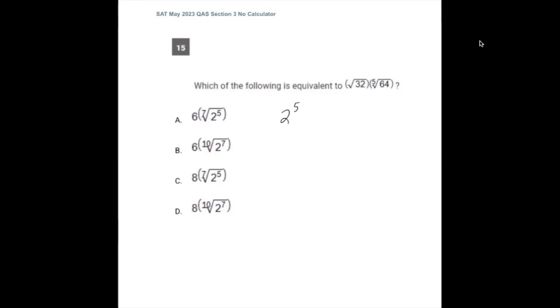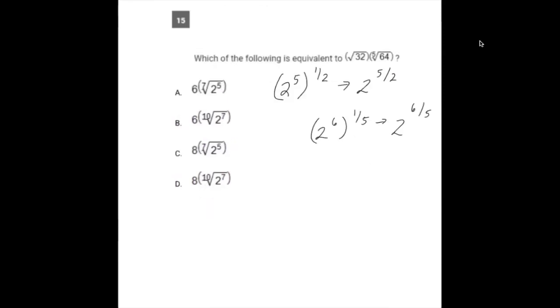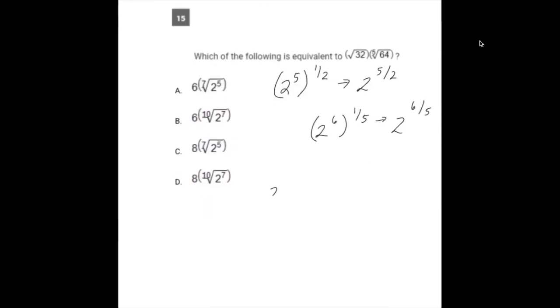And then our rule is that if we take the square root, that's the same as raising this to the 1/2. So that would look like this. Power to a power, you can write this as multiplying those out, which would be 2 to the 5/2. And then for the 5th root of 64, 64 is 2 to the 6th power. And then same process there, it'd be raised to the 1/5. So this is the same as 2 to the 6/5. So then we have 2 to the 5/2 times 2 to the 6/5.